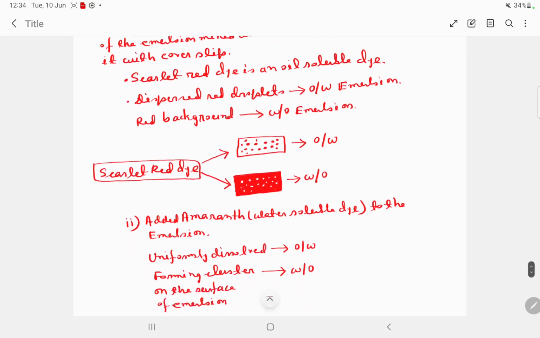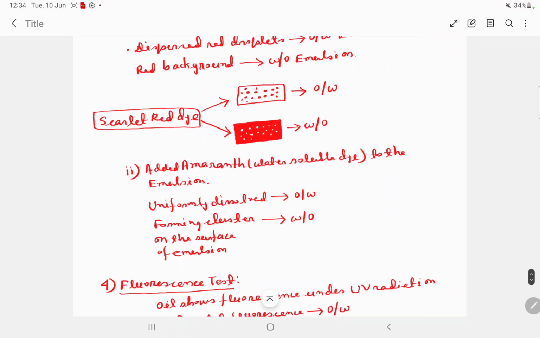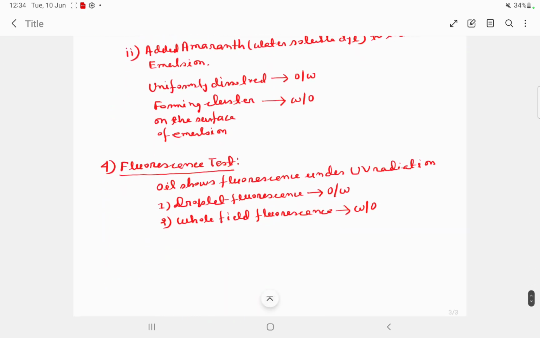Now if we add amaranth, which is a water soluble dye, to the emulsion and it dissolves uniformly, that indicates that it is oil by water emulsion. And if clusters form on the surface of the emulsion, then it is water by oil emulsion.